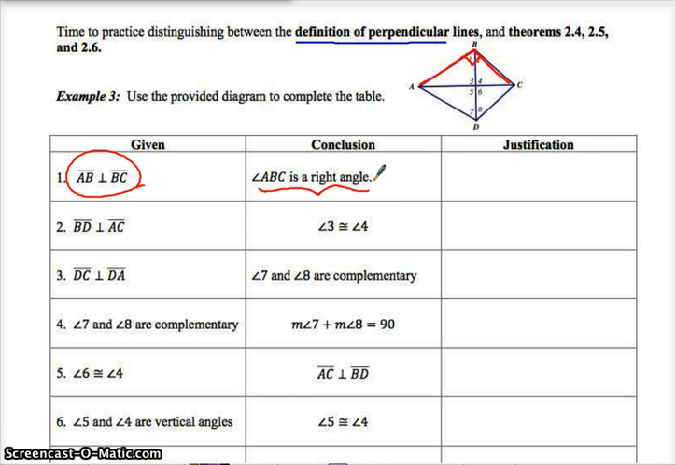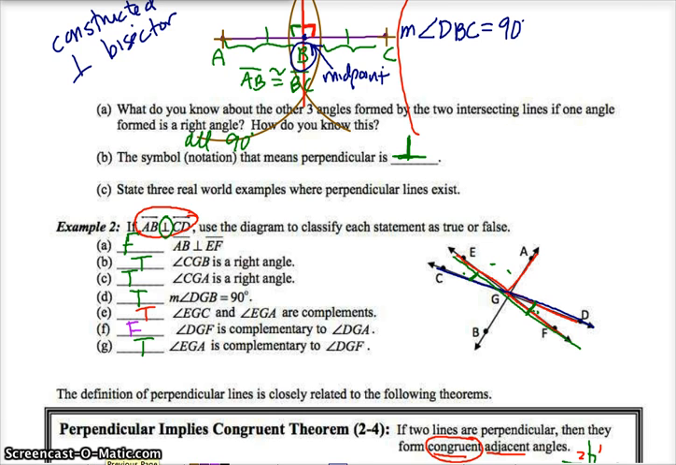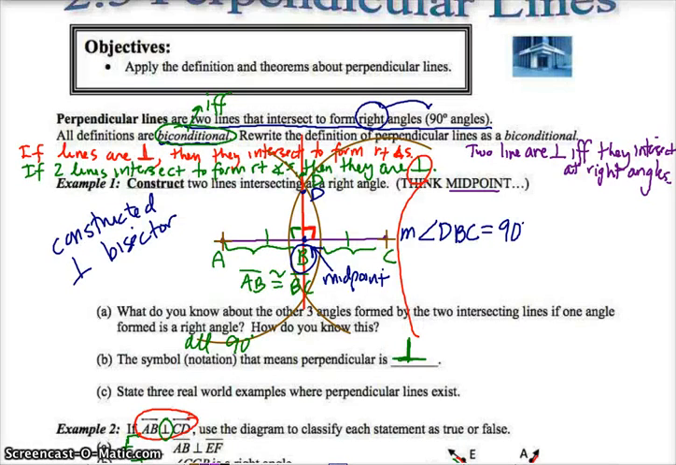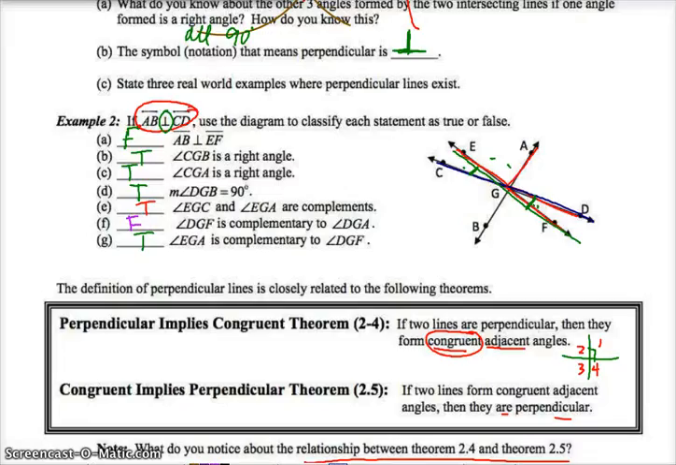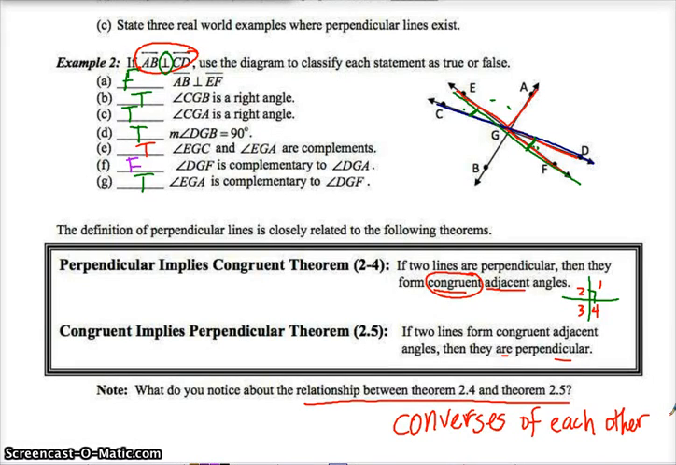So look at what was given. What was given is that two lines were perpendicular to each other. What was concluded is that we have a right angle. So let's look at the definition. What is given? Given is that lines are perpendicular to each other. What is concluded is that they intersect to form right angles. Okay, that looks like it could be the definition of perpendicular lines. Let's just check these 2.4 and 2.5.